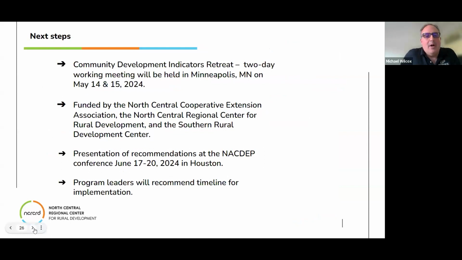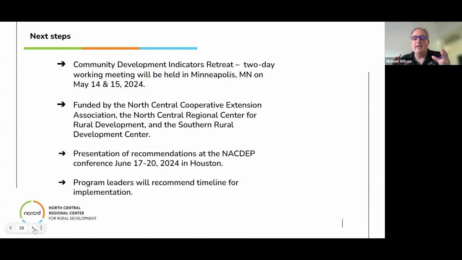Yes, so I wanted to walk through the next steps. After today, after hearing what we learned from the survey, the next step is May 14th and 15th. A group of us, about 30 to 35 of us, will be meeting at the Community Development Indicators Retreat. It's going to be a 2-day working meeting that will be held in Minneapolis, Minnesota.